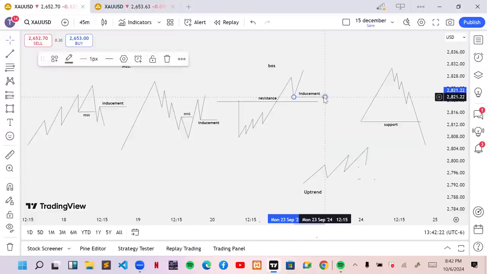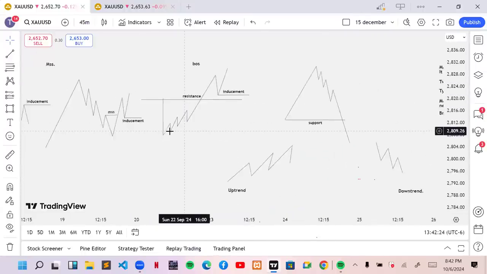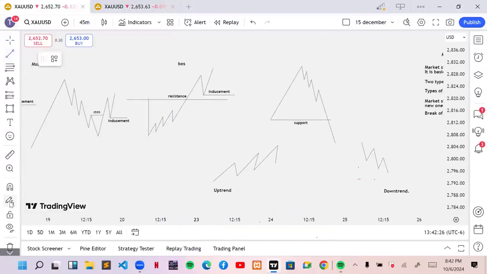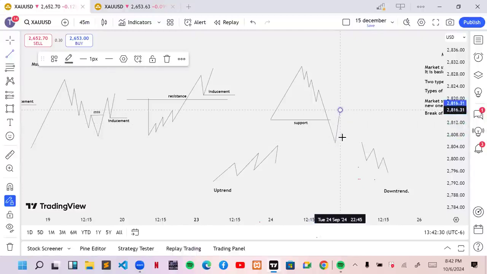Pullback. Same as market breaks the support zone down here. So market will make a pullback for continuing this move. This pullback that market makes for continuing that move is what your inducement is.